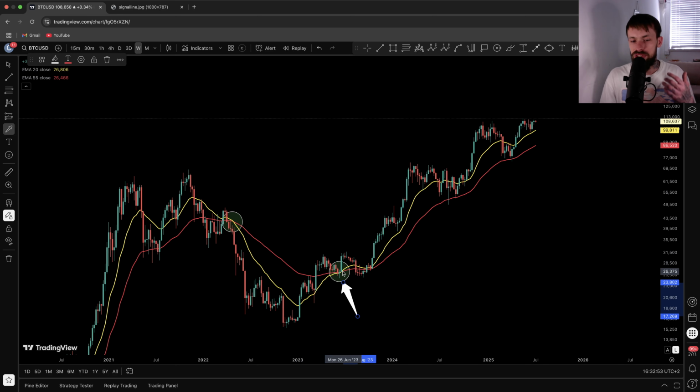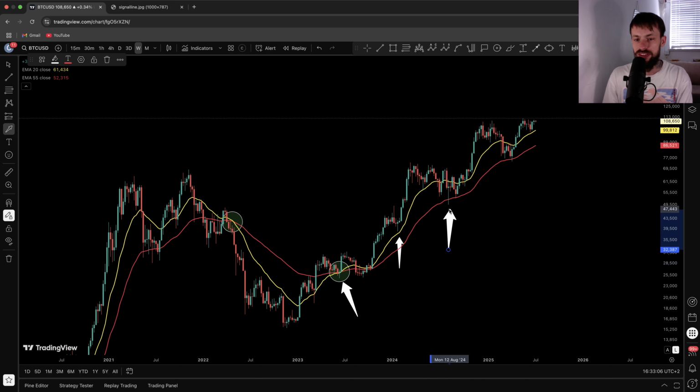So this right here was a bullish cross on June the 23rd. And ever since, other than a few weeks of deviation around this period, Bitcoin has been retesting its 20 EMA as support and its 55. Okay, you can see actually on the last two major corrections, Bitcoin came back down to this red 55 EMA, found it as support, and then continued higher.